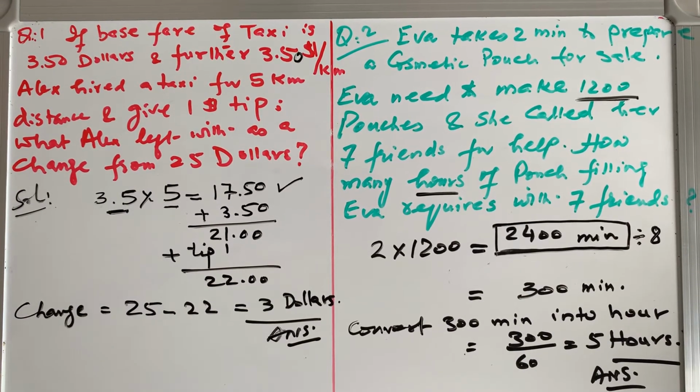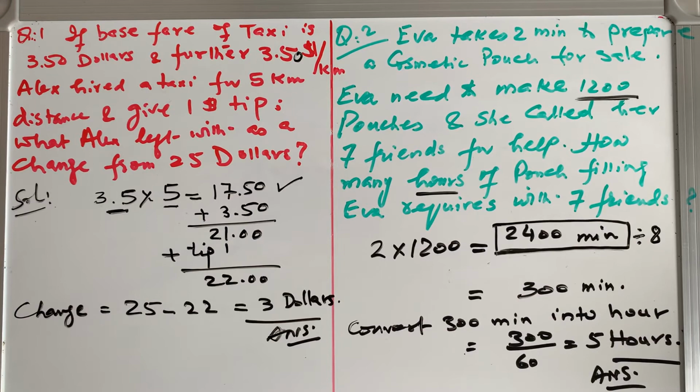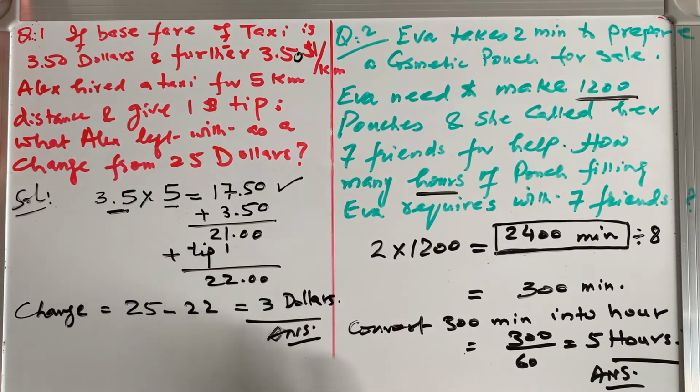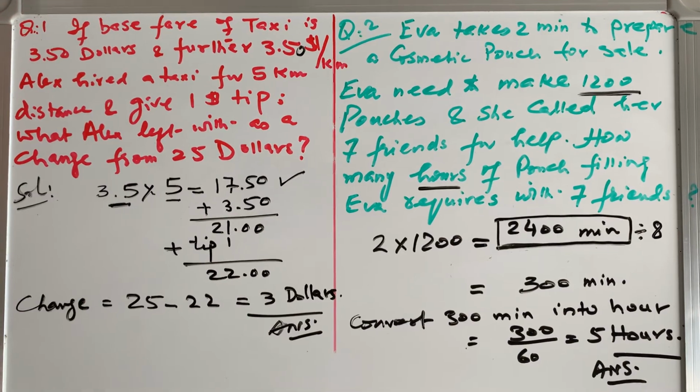And if we convert these 300 minutes into hours, that gives me a 5 hour job. So she can complete all 1200 pouches in 5 hours with her 7 friends. These types of questions are easy, but there must be a thought process behind them. So you have to read the question carefully and then you go ahead.